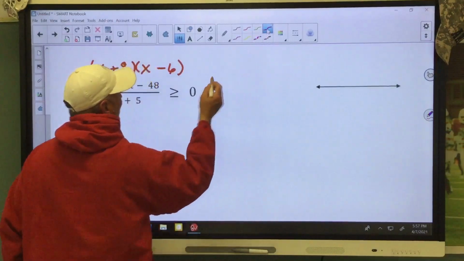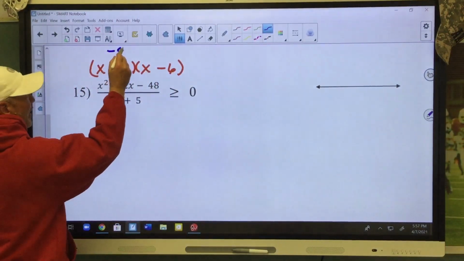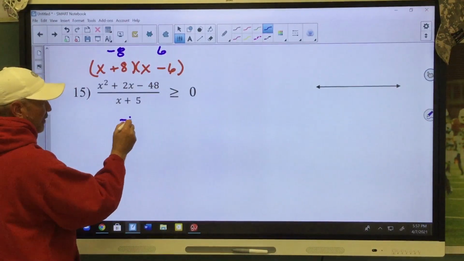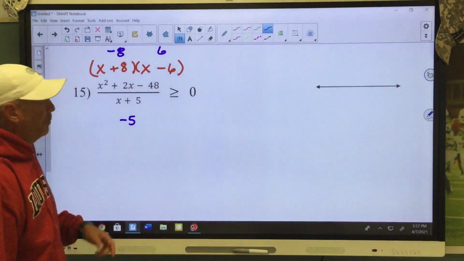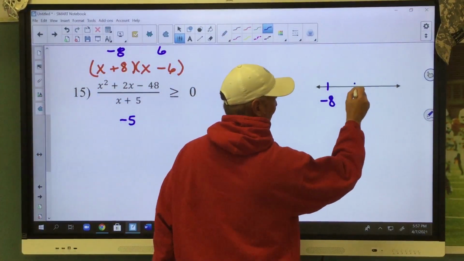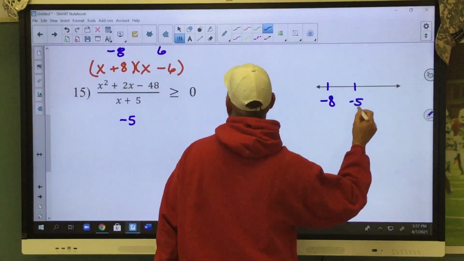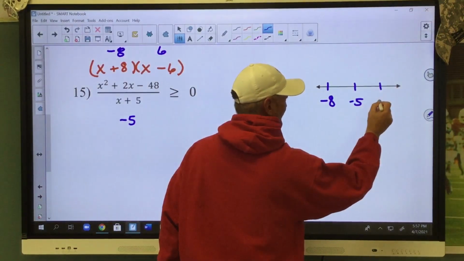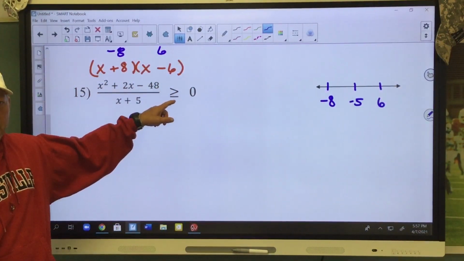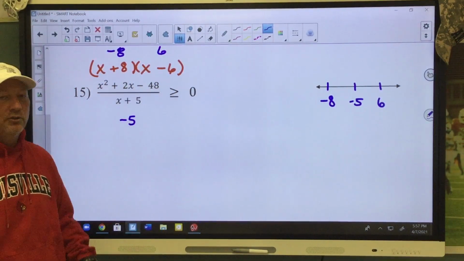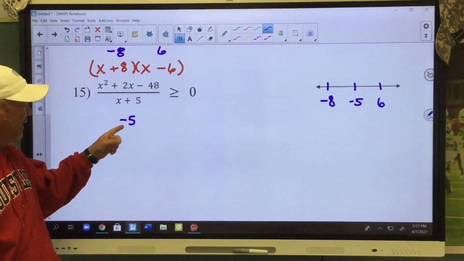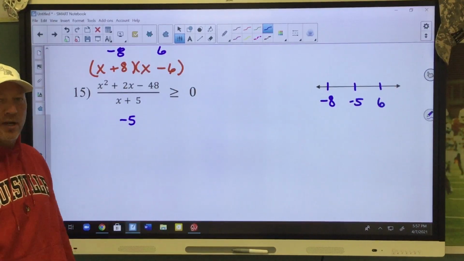Okay? This is going to give us a negative 8. This is going to give us a positive 6. This is going to give us a negative 5. So we're going to put a negative 8 on the number line, a negative 5 on the number line, and a positive 6 on our number line. Okay? This has a bar underneath, so we're thinking closed circles except for the negative 5. This has to be open because it's coming from the denominator.